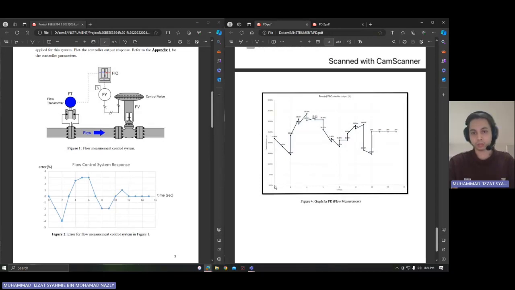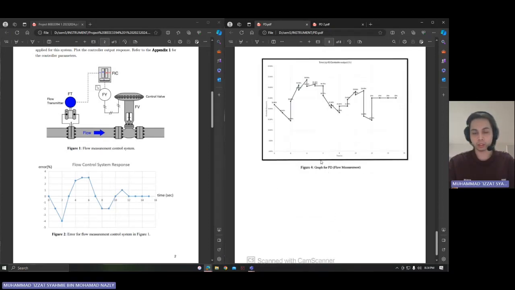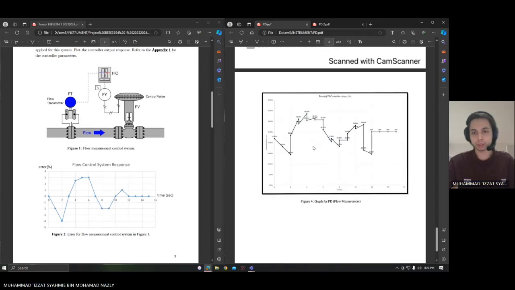I'm using an increment of 5: 5, 10, 15, 20. I'm doing this graph using Excel. Just put all this table into Excel and convert it to the graph. So this is the graph for the PD flow measurement.